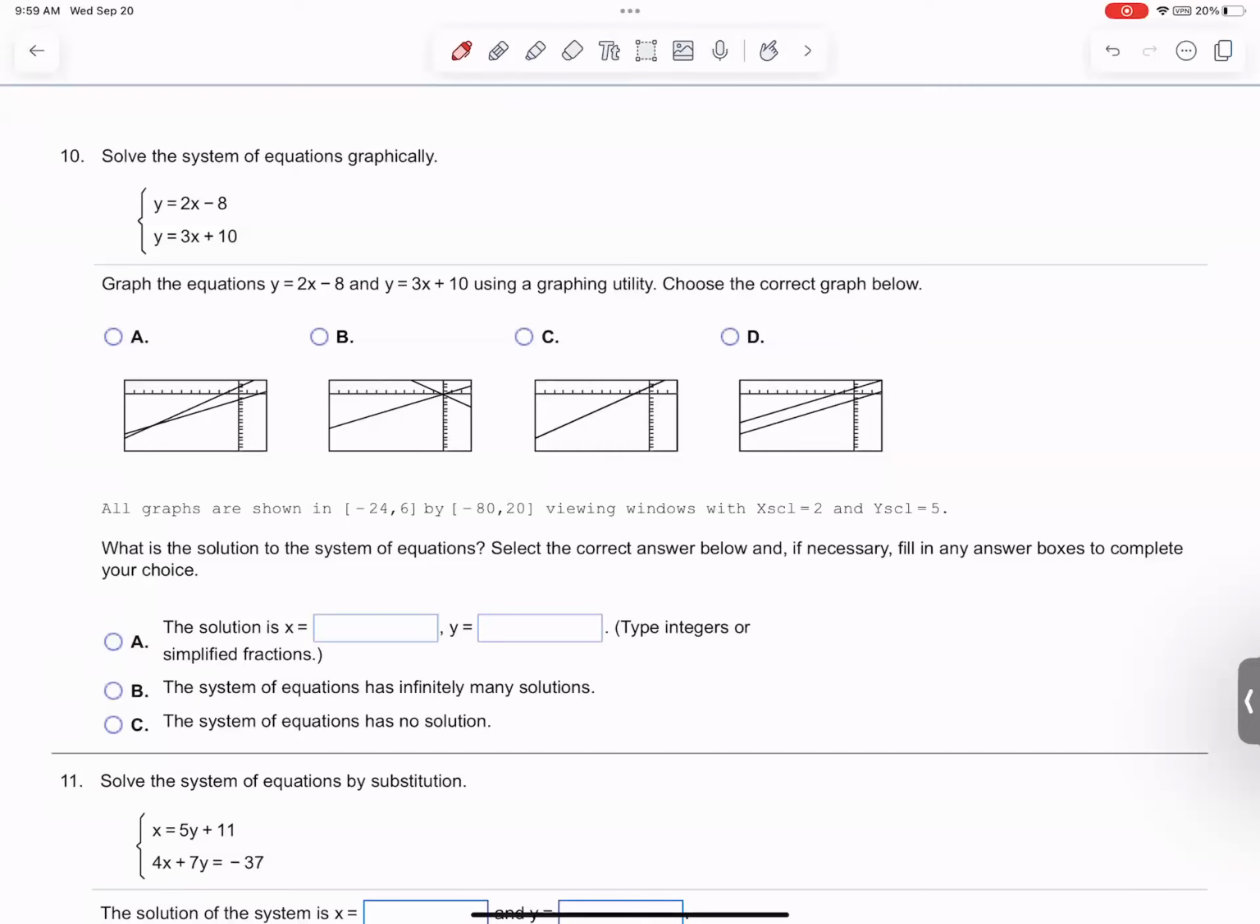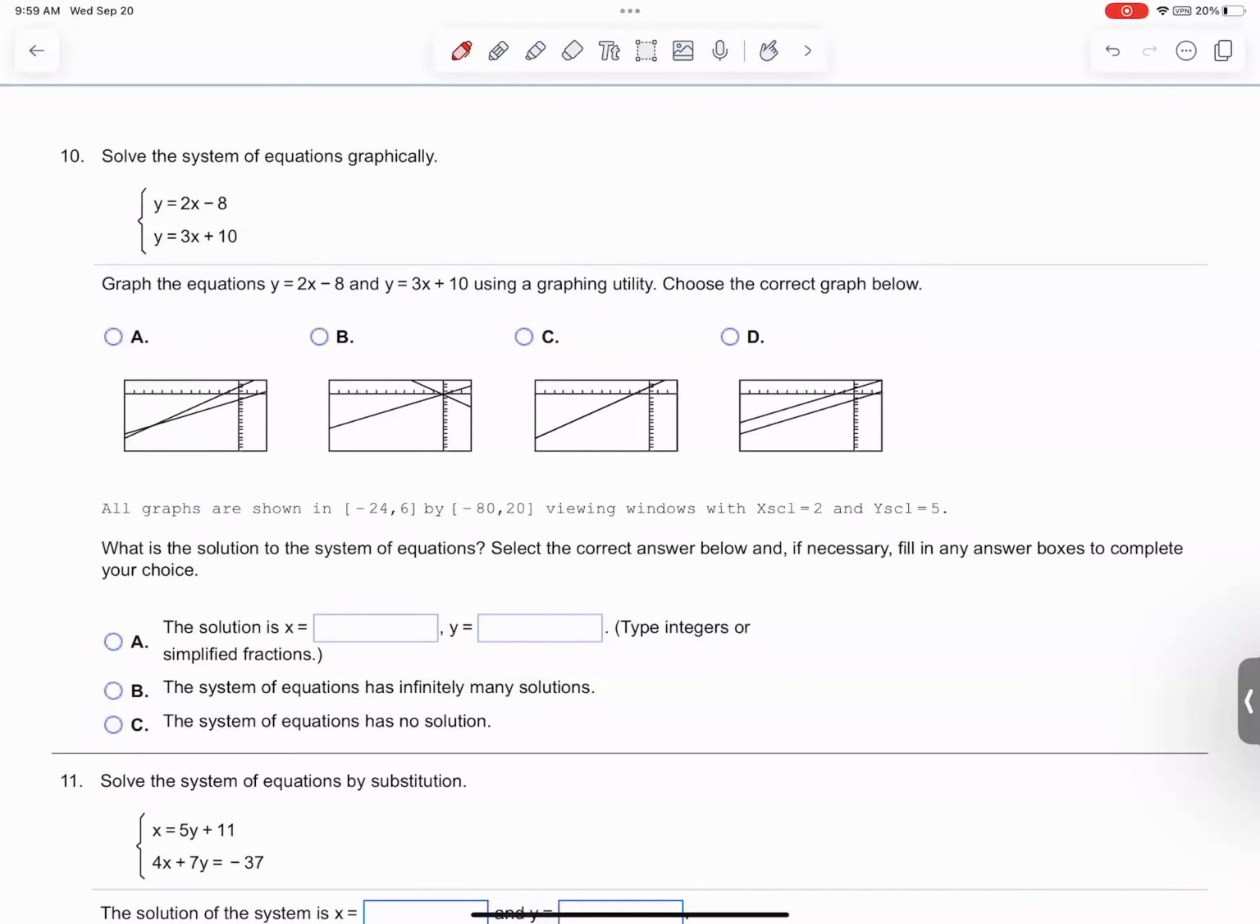So I got a lot of stuff to clear out here. Okay, so the first thing I'm going to do is turn my stat plots off momentarily. Turn those off, because I don't want to graph them. And then I'm going to go to my Y equals and I'm going to clear out what I got in there. Okay, so both of those equations are solved for Y. Wasn't that nice of them?